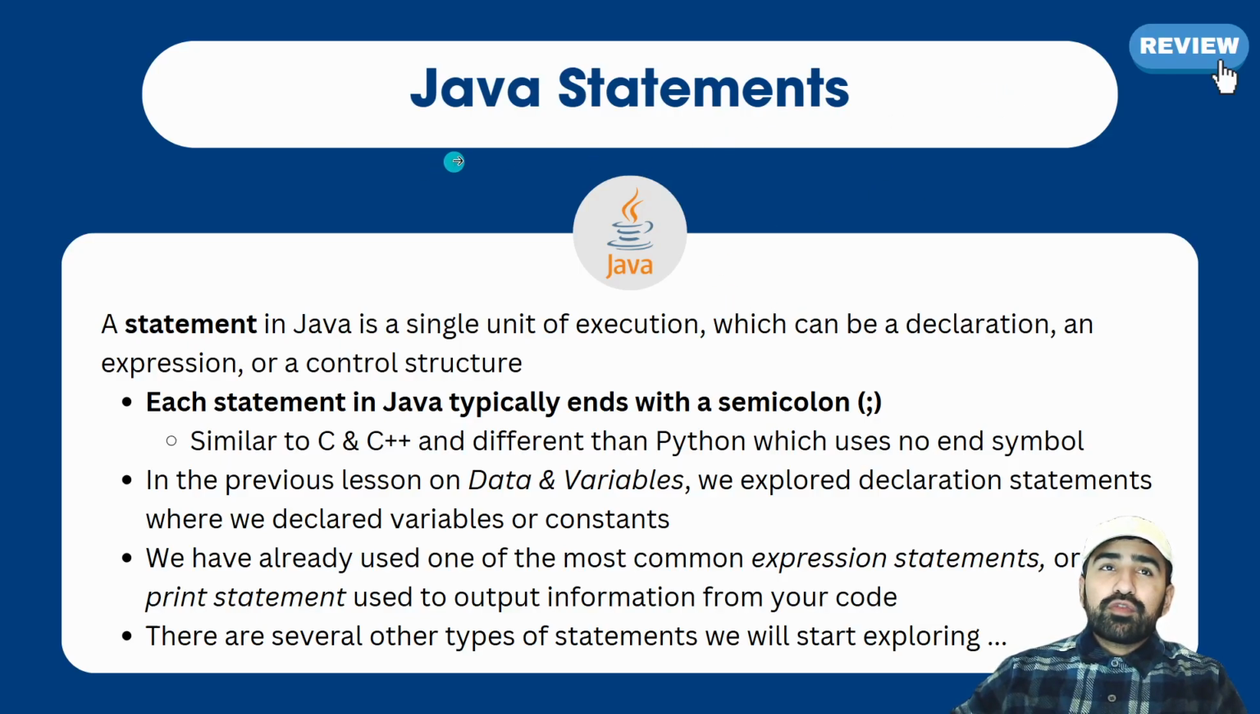So, introduction into fundamental statements. A little bit of review. Remember, a statement in Java, at least, is a single unit of execution. This could be a declaration, expression, or control structure. We'll talk about the different types in this lesson. Each statement in Java has to end in a semicolon, similar to C and C++. That's different than Python, which has no end symbol.